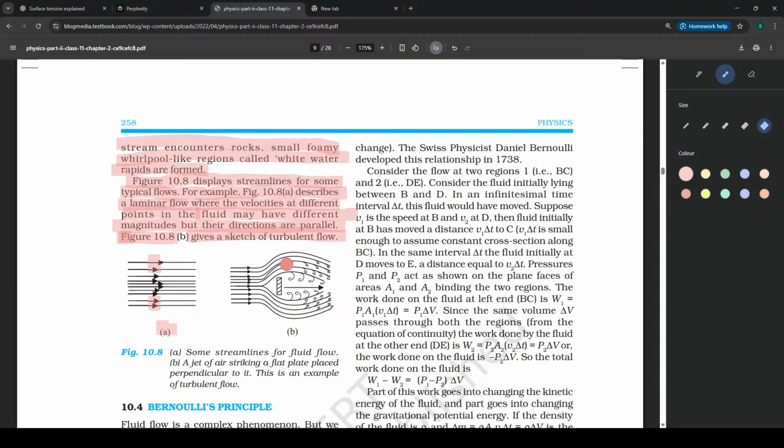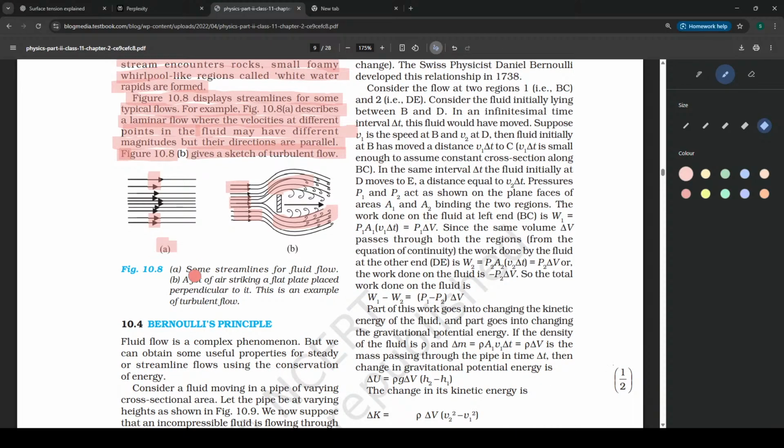And this shows a hitting-a-rock situation, where it shows a turbulent flow, where this region doesn't have equal velocities at equal times. Some streamlines for fluid flow: a jet of air striking a flat plate placed perpendicular to it. This is an example of a turbulent flow.